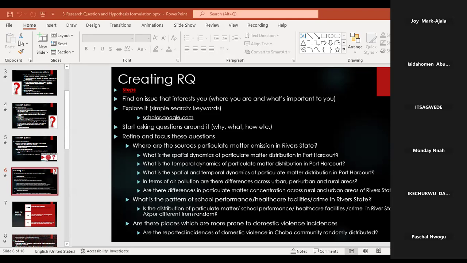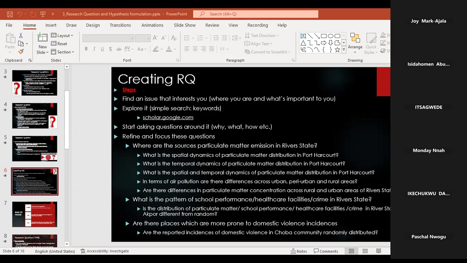Now, when you are writing your own empirical review in your thesis, what we expect from you is, for each of your objectives, look for relevant works for that objective.